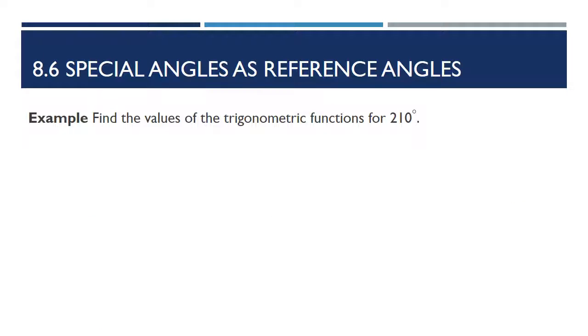Now find the values of the trigonometric functions for 210 degrees. Find the reference angle first, and then give the values for the functions. Pause this recording, give it a try, and resume to check your answer.